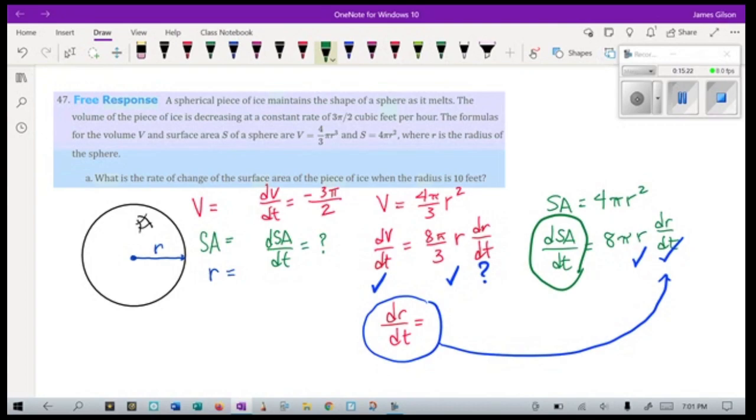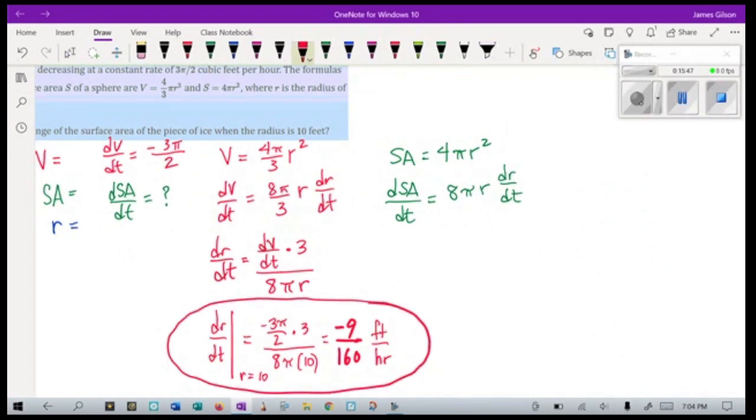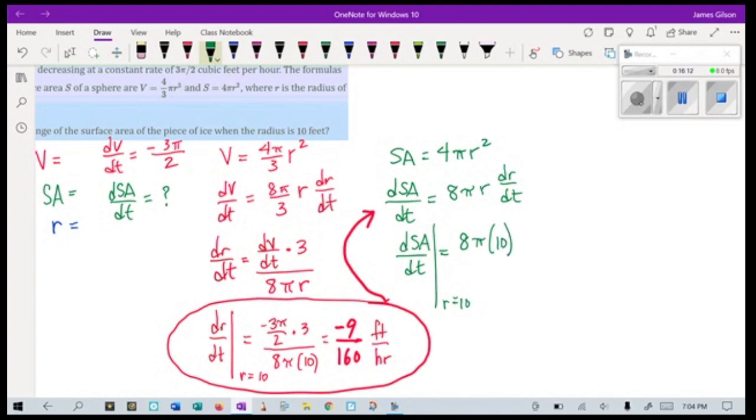So the idea here is that r is like the go-between variable between the volume and the surface area, and as a consequence, dr/dt will be the go-between variable between the dV/dt and the dSA/dt. So if we did the algebra and the substitutions necessary, we would find that at that particular point in space and time, whenever the radius was 10, dr/dt would be -9/160 feet per hour. And that gives us the quantity now that we can substitute to solve for dSA/dt. And voila, there's dSA/dt when r is equal to 10.